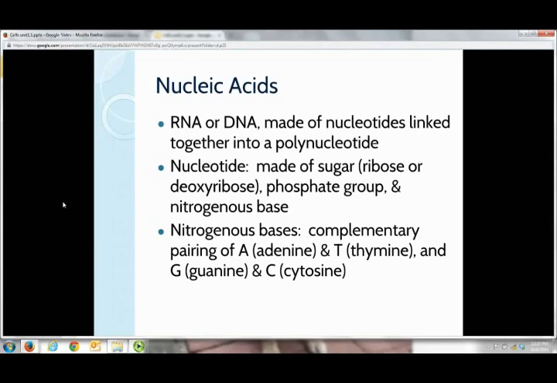We have 4 different bases in DNA. Adenine, which is represented with A, and thymine, represented with T, bond together, and guanine, represented with G, and cytosine, represented with C, bond together.